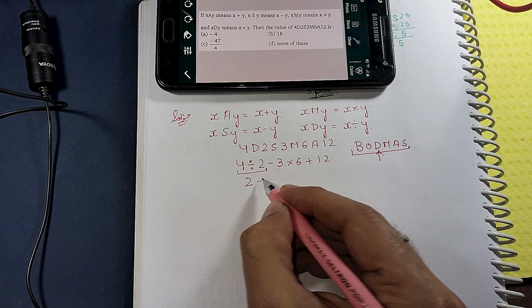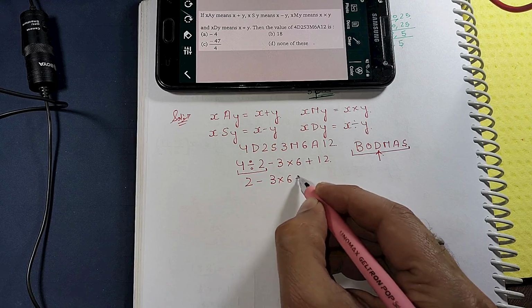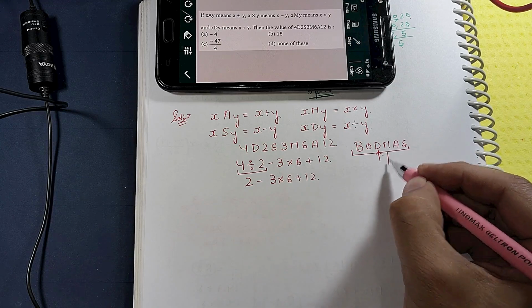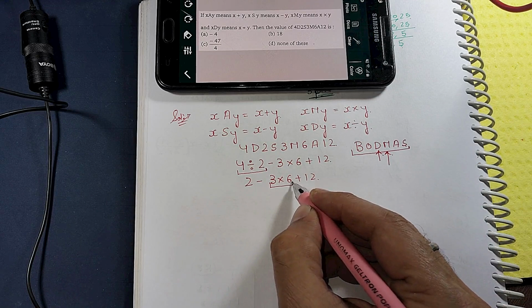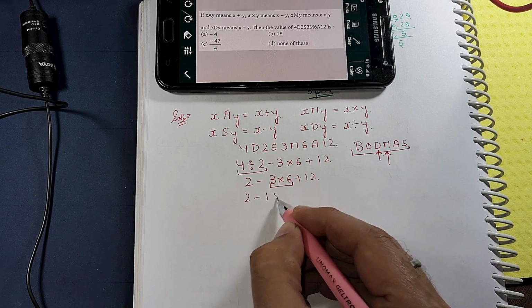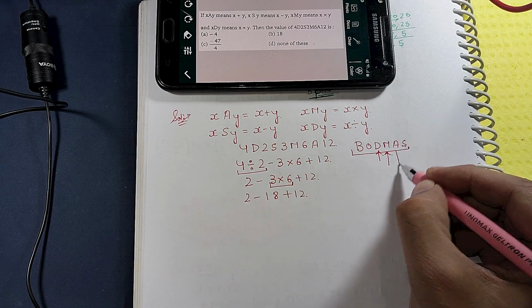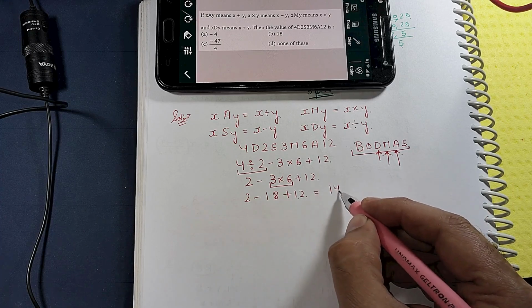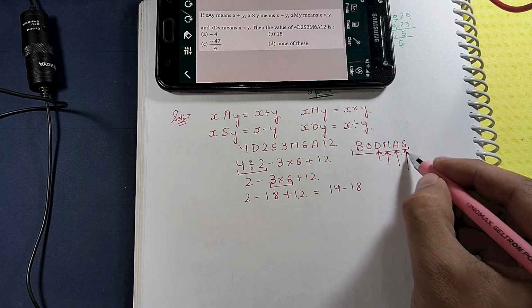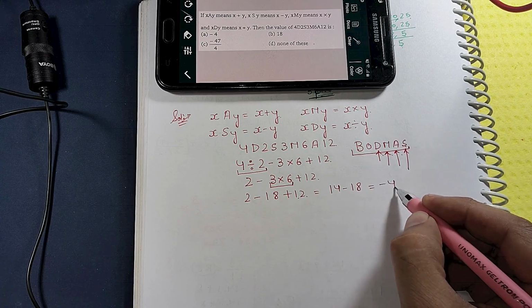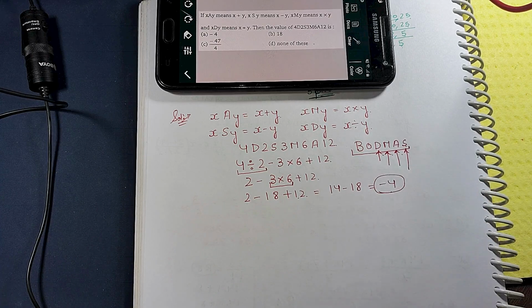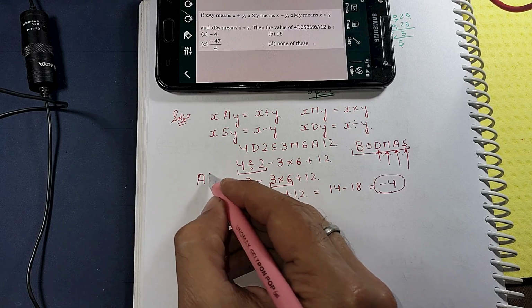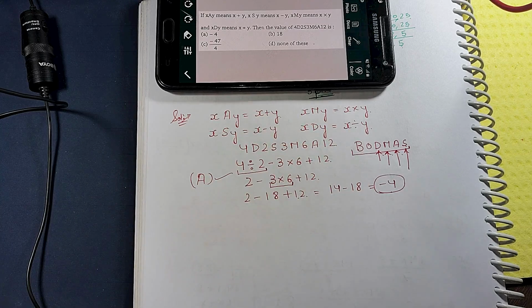So this will be 2 minus 3 into 6 plus 2. Now second is multiplication. So multiplication is over here. So 2 minus 18 plus 2. Next is addition. So addition is 2 plus 2... so that will be equal to 4 minus 18. Last is subtraction. So 4 minus 18 is minus 14. So right option for this question will be option number A. Minus 14 is the right answer.